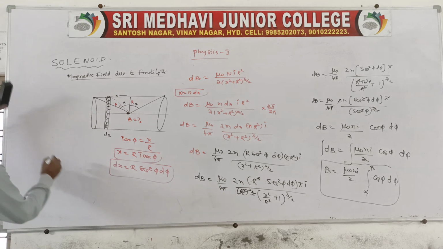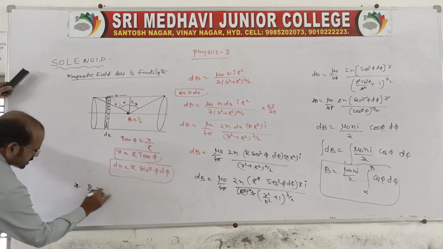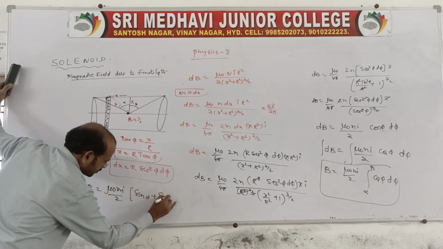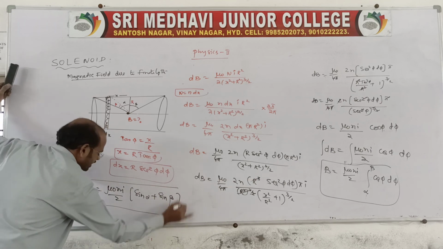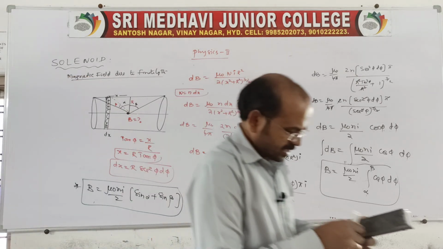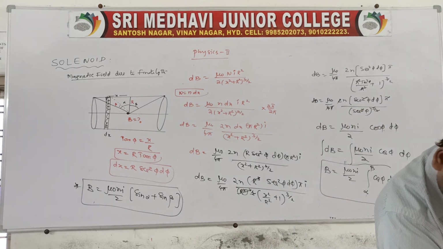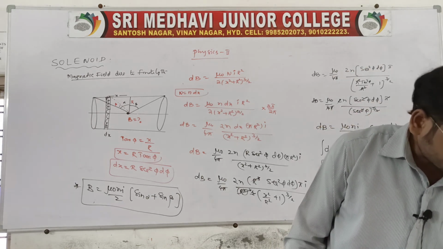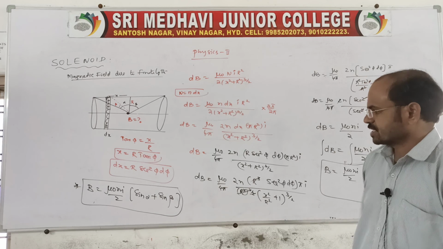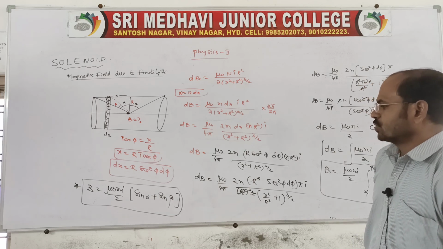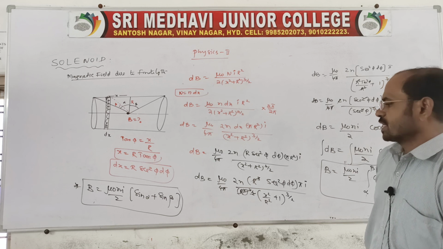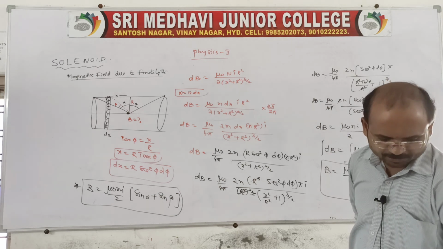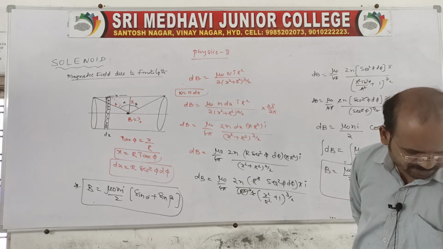Therefore the final expression will be B is equal to mu naught n I by 2 into sin alpha plus sin beta. This is the field due to a finite length of a solenoid. If alpha is equal to beta, suppose, therefore what happens? It is mu naught n I by 2 into 2 sin alpha, the 2 cancels, so mu naught n I sin alpha. Like that we can take different expressions related to the finite length of a solenoid. Clear?